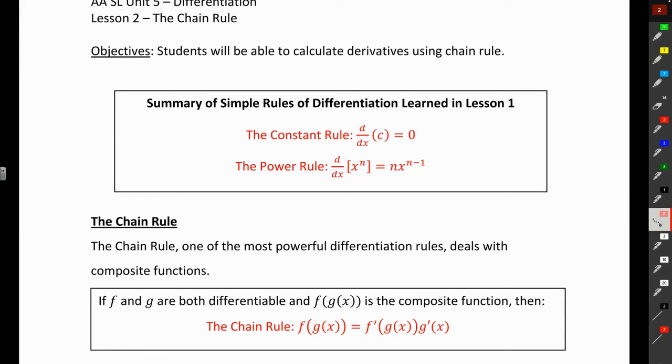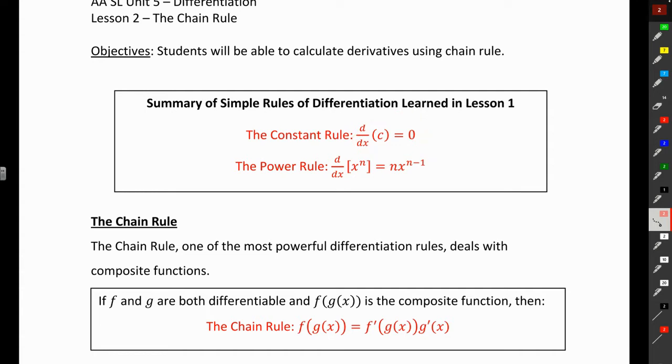Hi everyone. In today's lesson, you're going to be learning about the chain rule. And so this whole chapter is all about using the shortcut rules for differentiation. And in the last lesson, we looked at the constant rule. The derivative of any constant is always going to be 0.